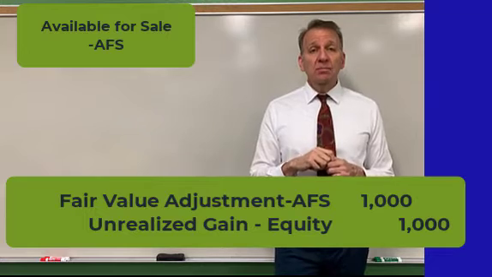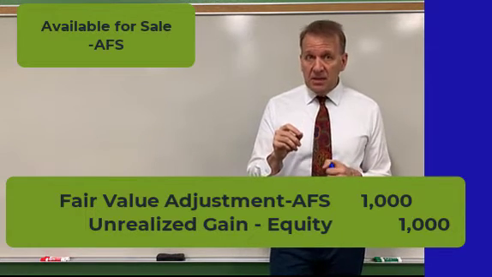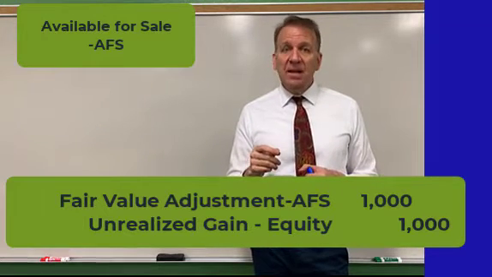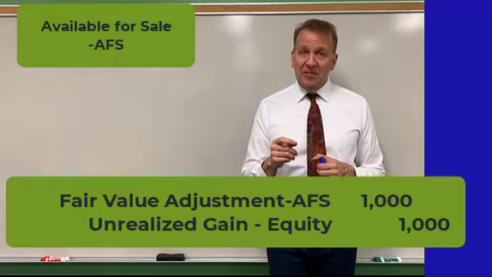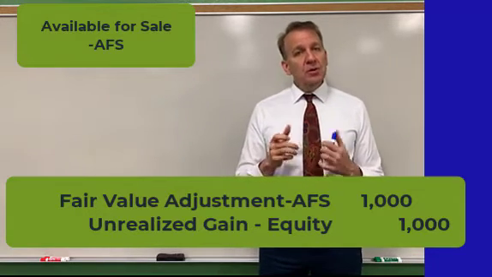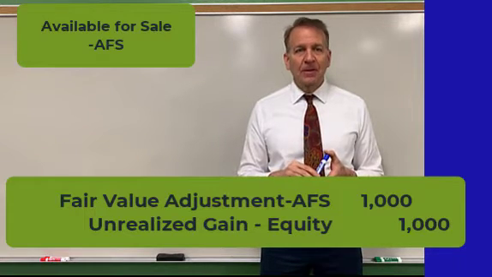Then our credit would be to the unrealized gain, because it's a gain in this case, and we would say dash equity, because available for sale goes to equity. And that would be for $1,000. So that would be your journal entry to adjust for this account.